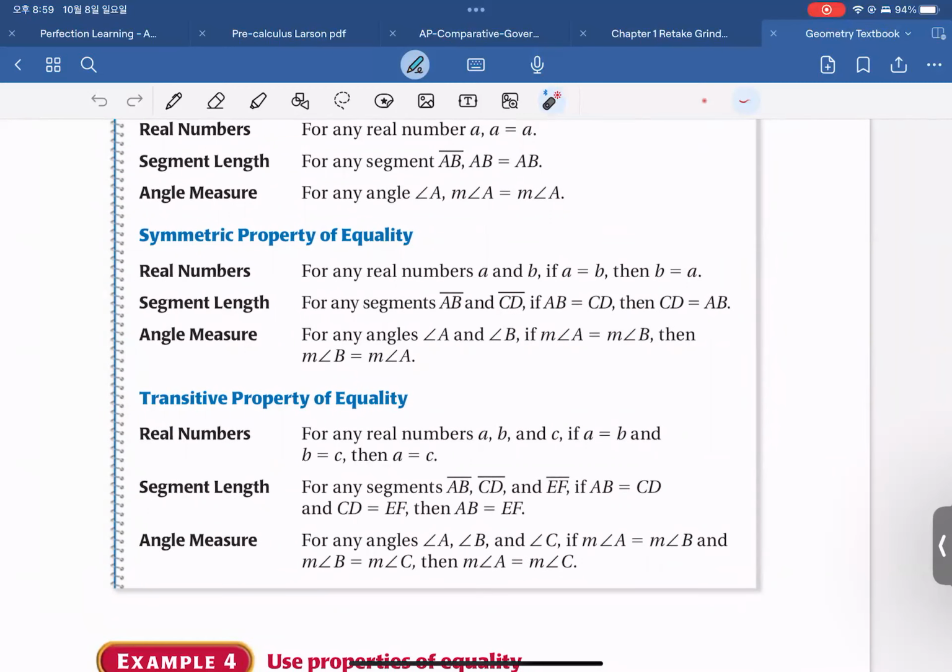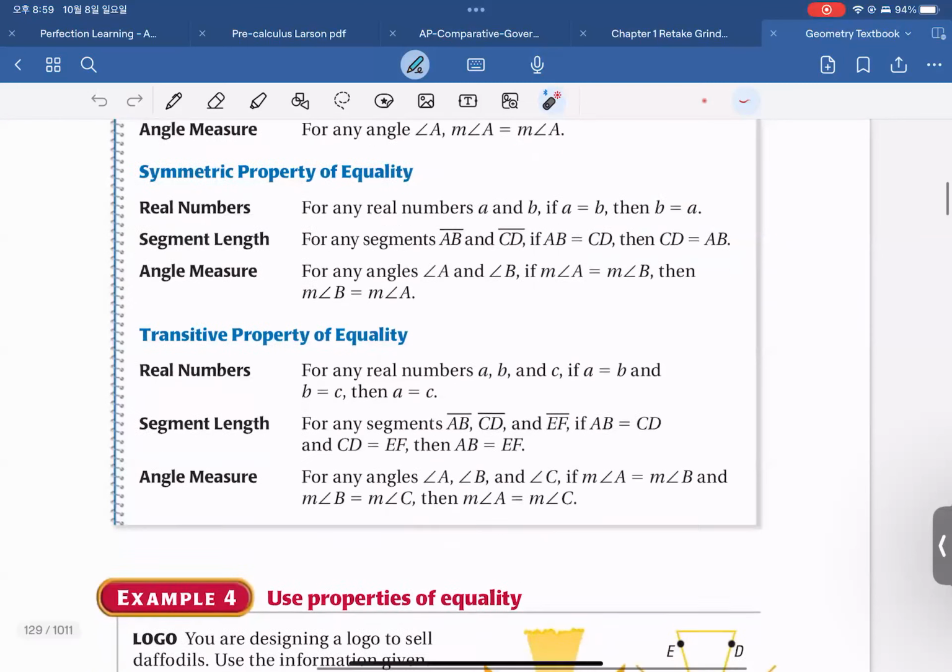And next is the symmetric property of equality, and it's basically saying if A is equal to B, then B is equal to A. So if you're saying something like this, then basically the opposite is also true. That's basically what the symmetric property of equality is stating.